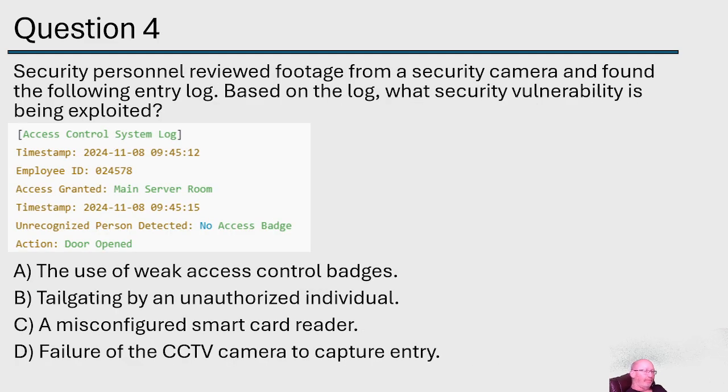All right, question number 4. Security personnel reviewed footage from a security camera and found the following log entry. Based on the log, what security vulnerability is being exploited? We can see here a timestamp and an employee ID, and access was granted to the main server room. Then we see a new timestamp within 3 seconds, no access badge, and the door was opened. So what security vulnerability was exploited?